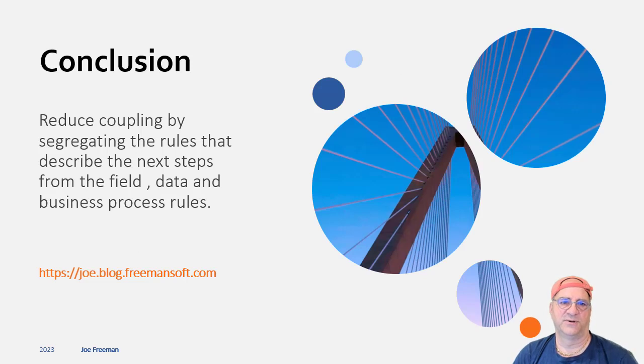So, conclusion: you can reduce coupling by segregating the navigation rules that describe the next steps from the field data and business process rules.